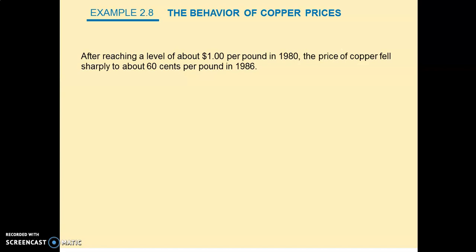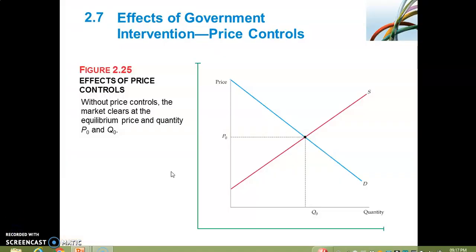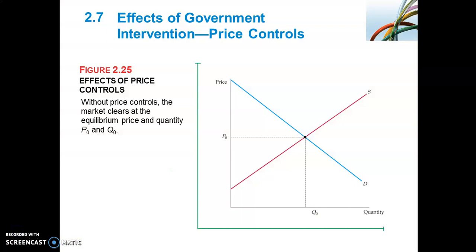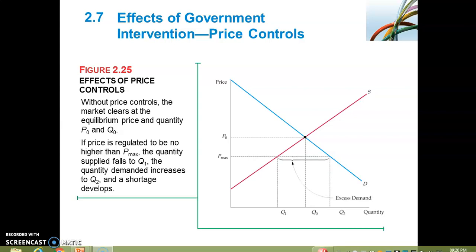I'm just going to resume with the final section, 2.7. Government intervention in regulating markets is common in many a country. In Chapter 9, the effects of these interventions will be discussed. For now, let's review the effects of price controls. In Figure 2.25, the initial equilibrium before any government intervention occurs with the price P0 and quantity Q0.